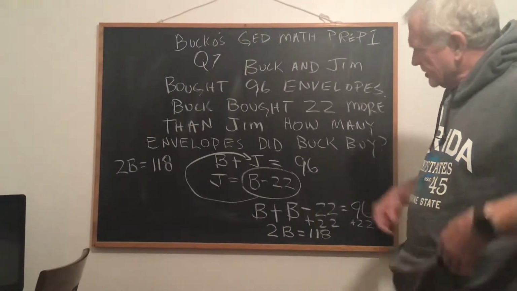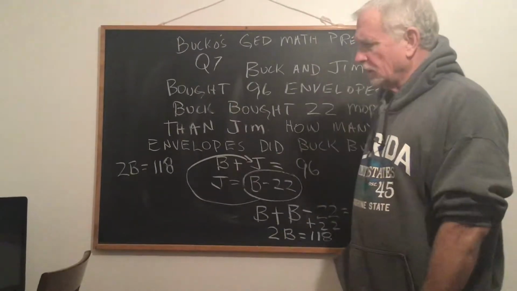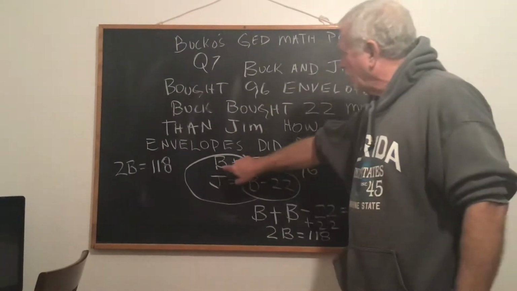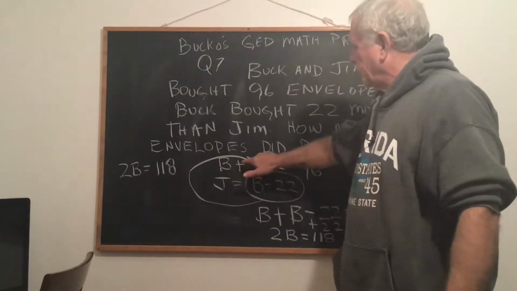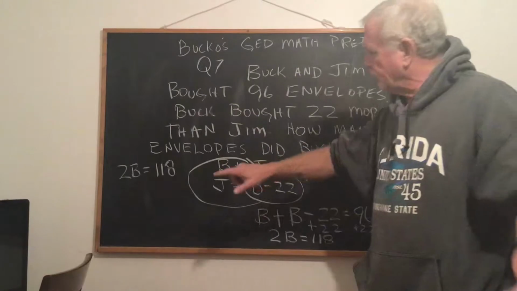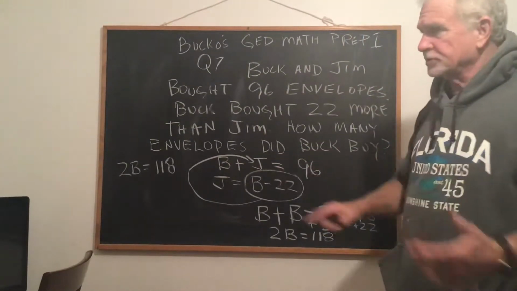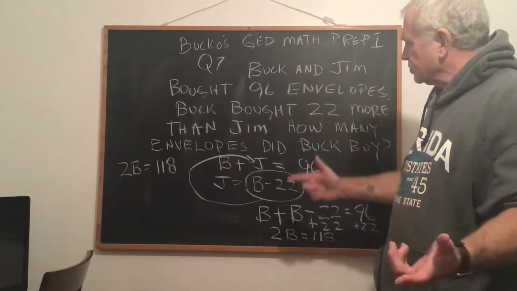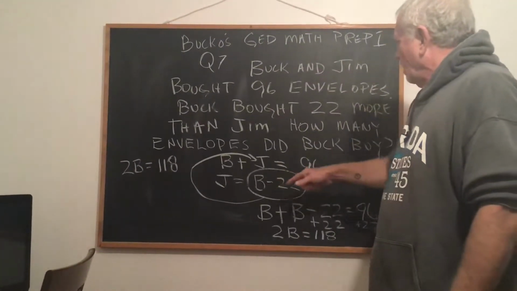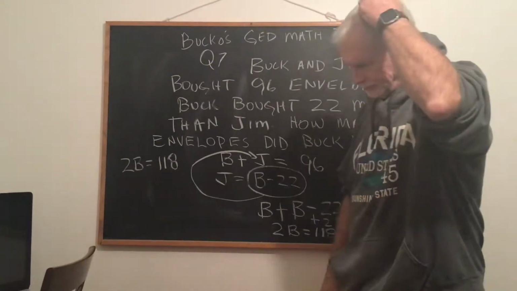All right, this is a simple algebra problem, and you start out by making a little formula. Go Buck, stating B, Buck, plus Jim, the envelopes that Buck bought, plus the envelopes that Jim bought, are 96. They told you that. Then they also told you something else, that Buck bought 22 more than Jim.